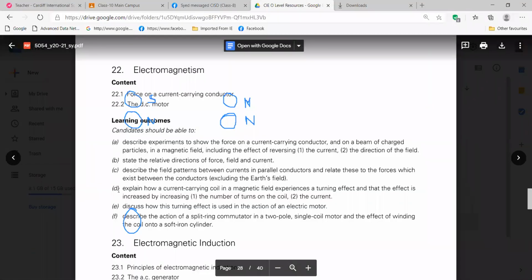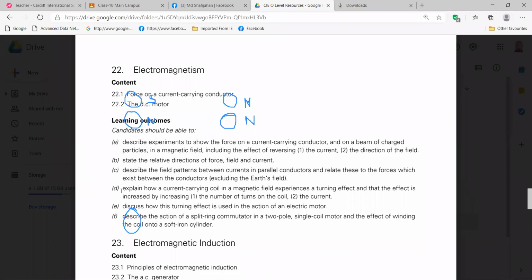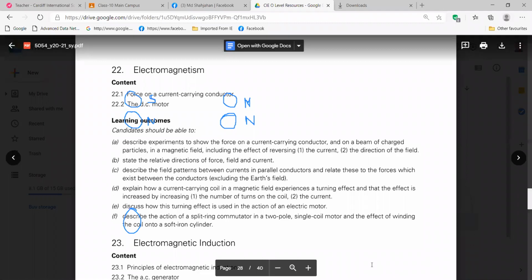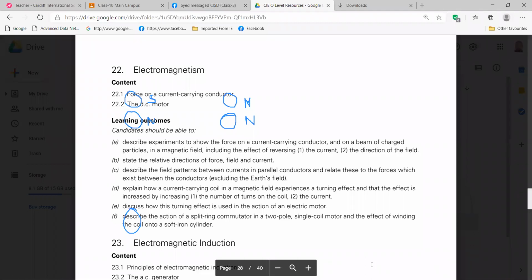Next one is this one. D. Yeah, can you read this? Learning outcome D. Explain how a current carrying coil in a magnetic field experiences a turning effect, and that effect is increased by increasing one, the number of turns of the coil, two, the current.